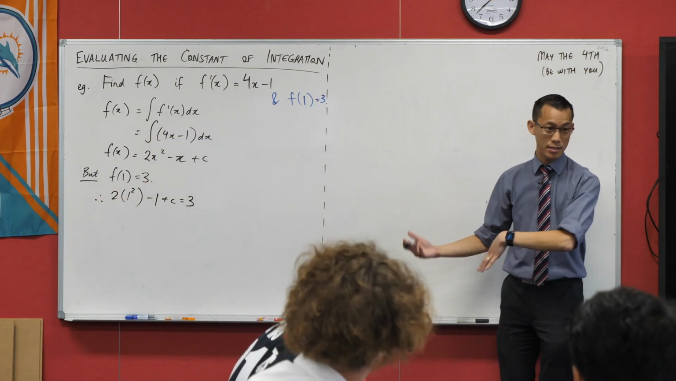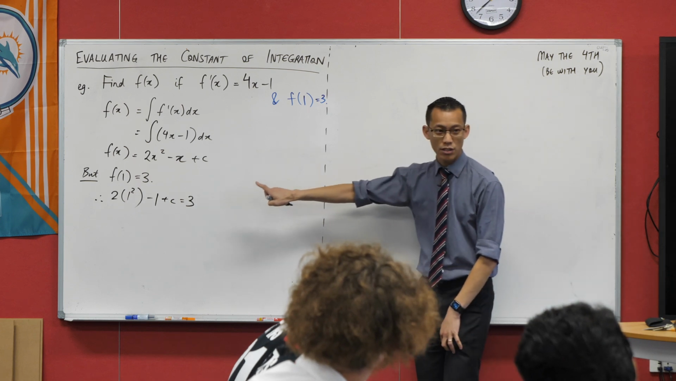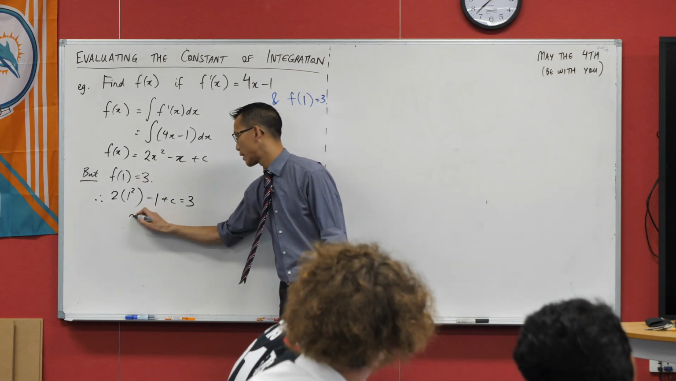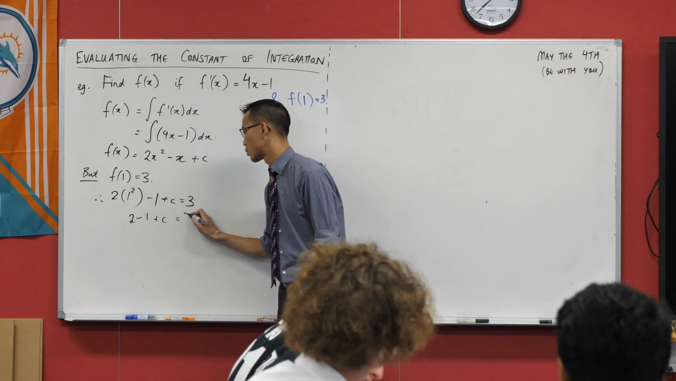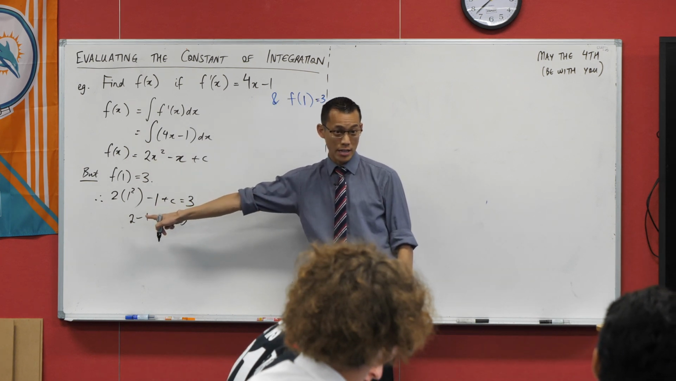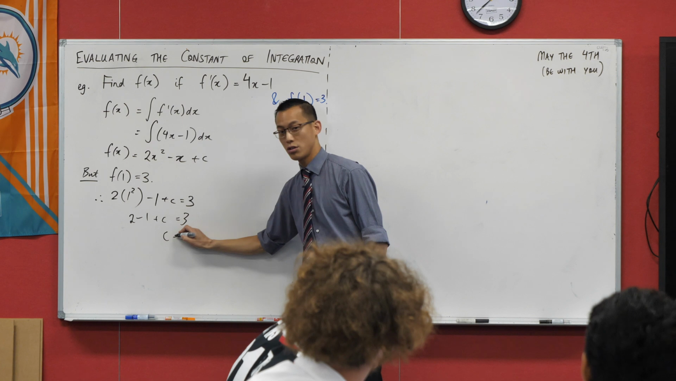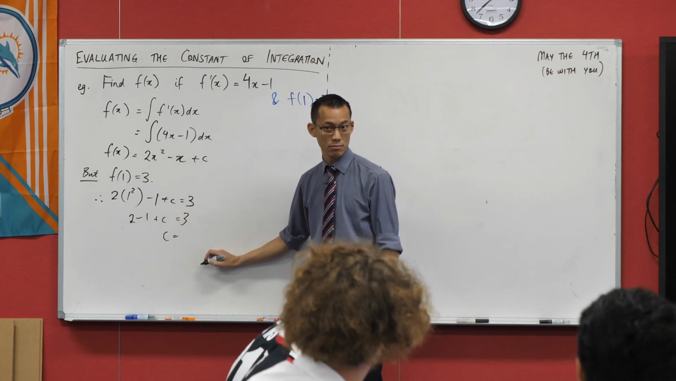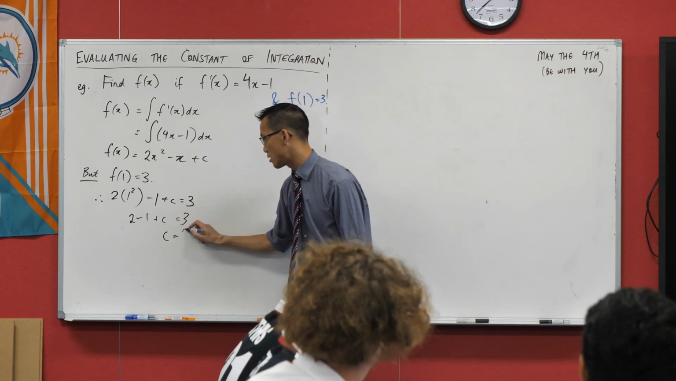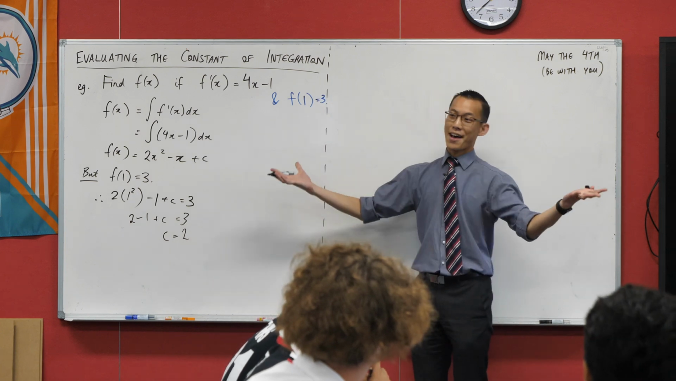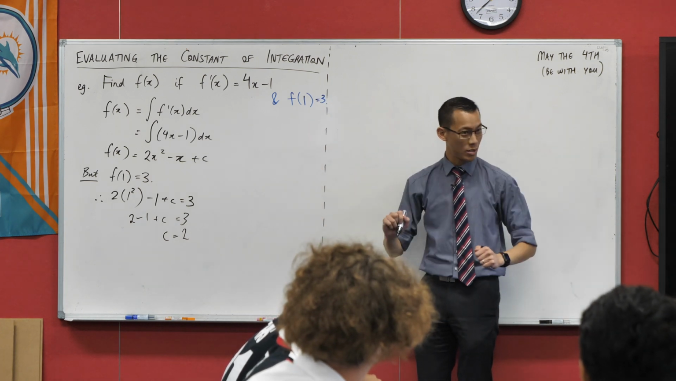I want to know what c, the constant of integration, is. I just have to do a bit of tidying up. It looks to me like I've got 2 take away 1 plus c equals 3. That's a 1 on the left-hand side, a plus 1. So what am I going to do to both sides? I'm just going to minus 1 from both sides, which leaves me with this. We have successfully evaluated the constant of integration.